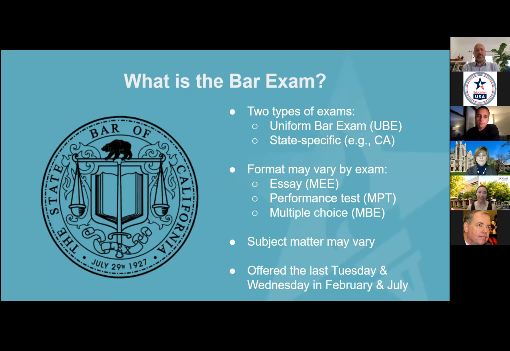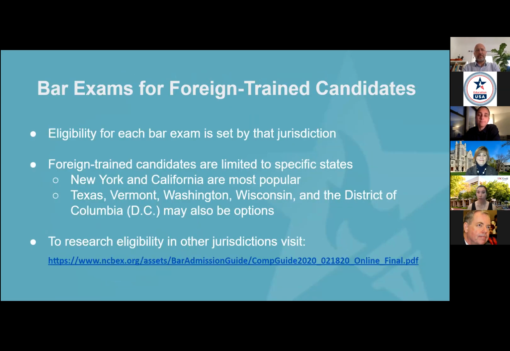The exam is offered in a regular non-pandemic year at the very last Tuesday and Wednesday in February and July. As a foreign-trained legal candidate, you're eligible to sit for just a select number of jurisdictions' bar exams. The most popular are New York and California, but there are some other jurisdictions that are open to foreign-trained legal candidates. If you are interested in sitting for a specific jurisdiction's bar exam and you don't see it listed on this slide, I would recommend visiting the link. It has a lot of really great information about the eligibility requirements across all of the different jurisdictions for the bar and what you might need to be qualified.